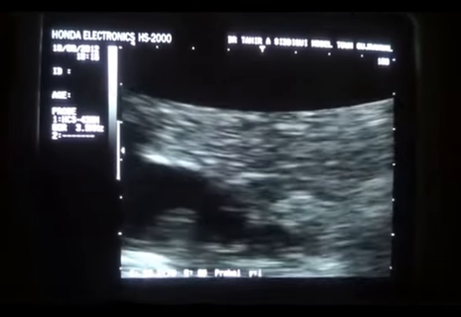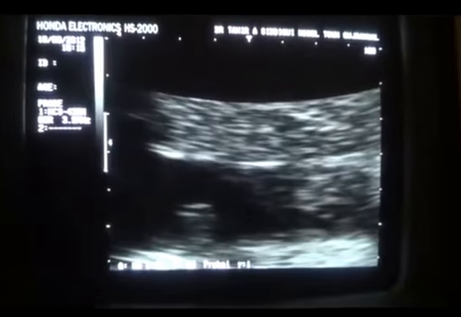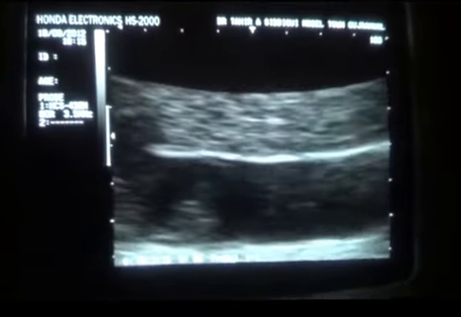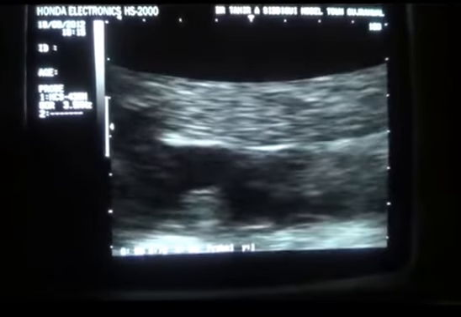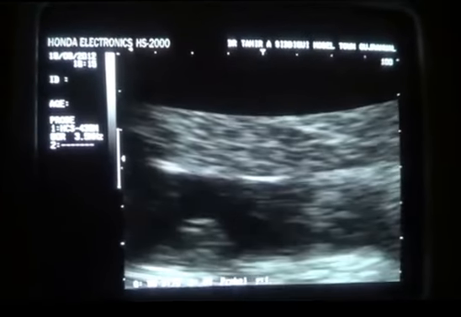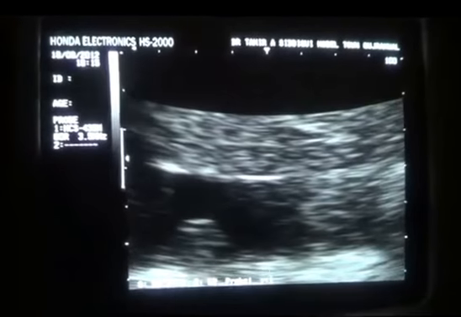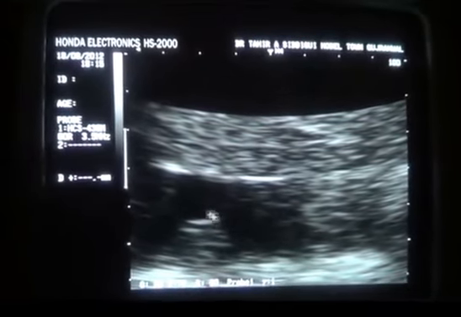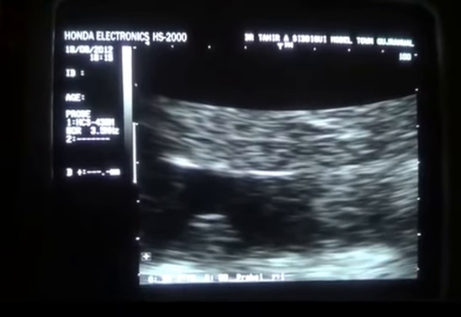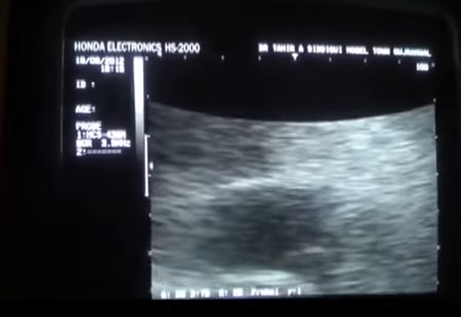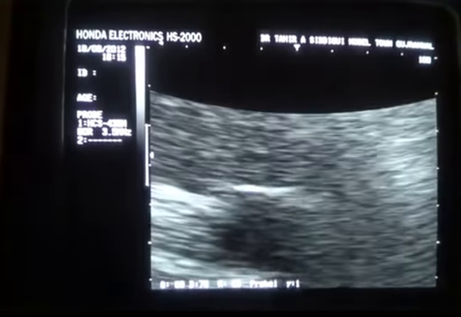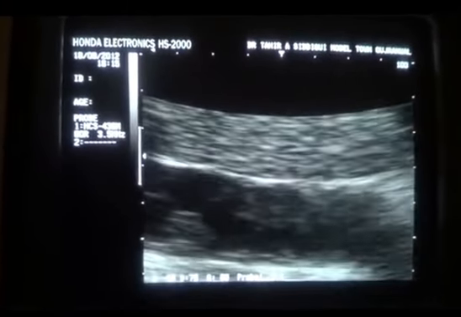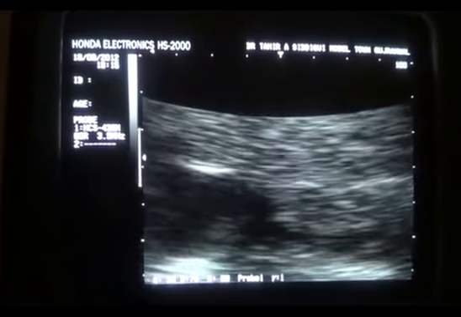This is the maximum magnification that I can show you on my machine, and you can see that the clot is there. So this is the lumen of the inferior vena cava. This is the clot. Remember the shape of the clot. It persists in the same location.